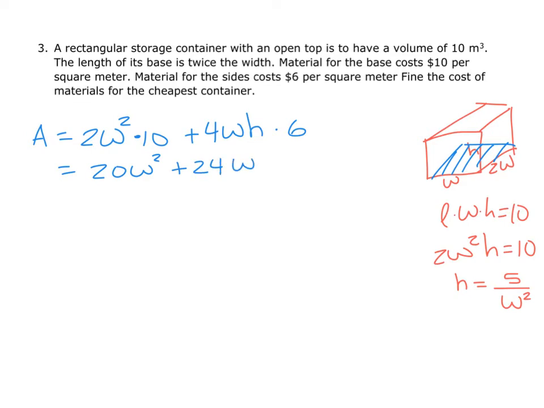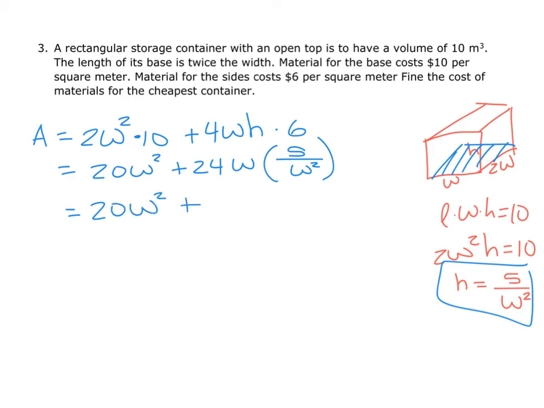24WH, and now I have to get rid of the H, so I'm going to use this. I knew I was going to have to do something there. So 20W squared plus 60 over W. So that's my surface area formula, and this is what they want me to minimize, because it's cost, really. A prime, so 40W, and then 60 over W, 1 over W is negative 1 over W squared, so negative 60 over W squared.